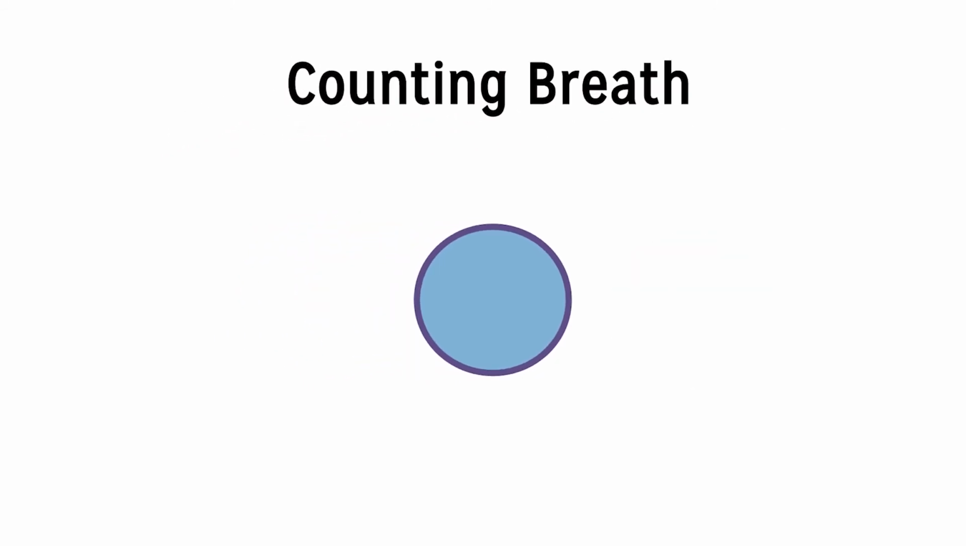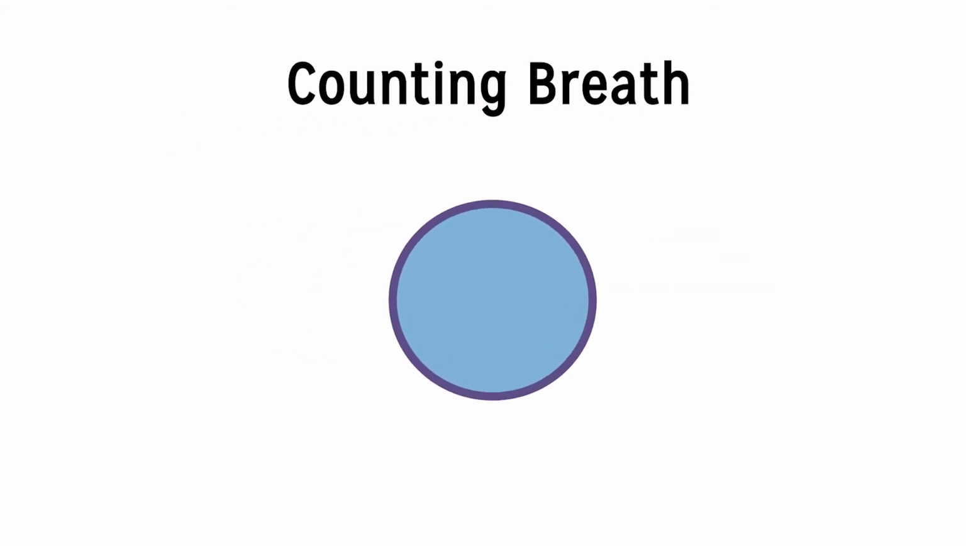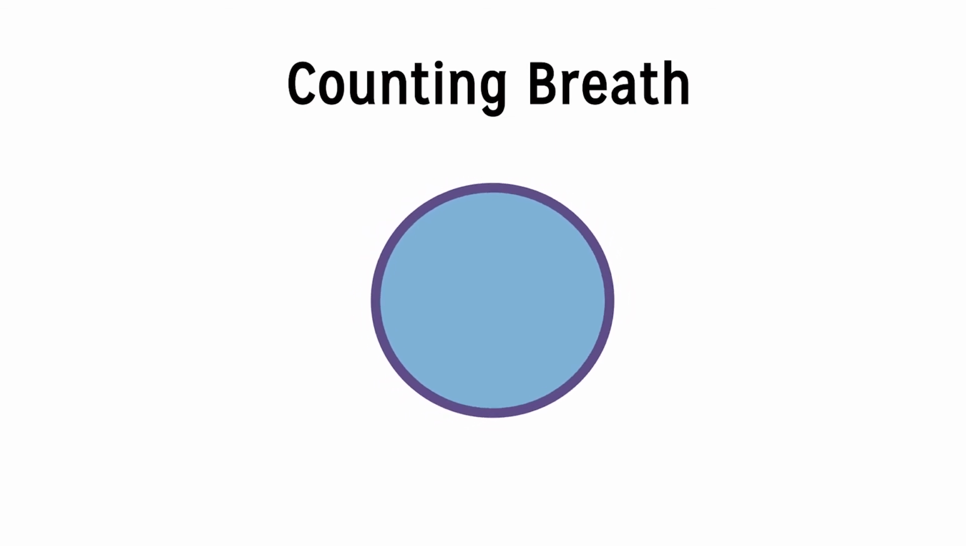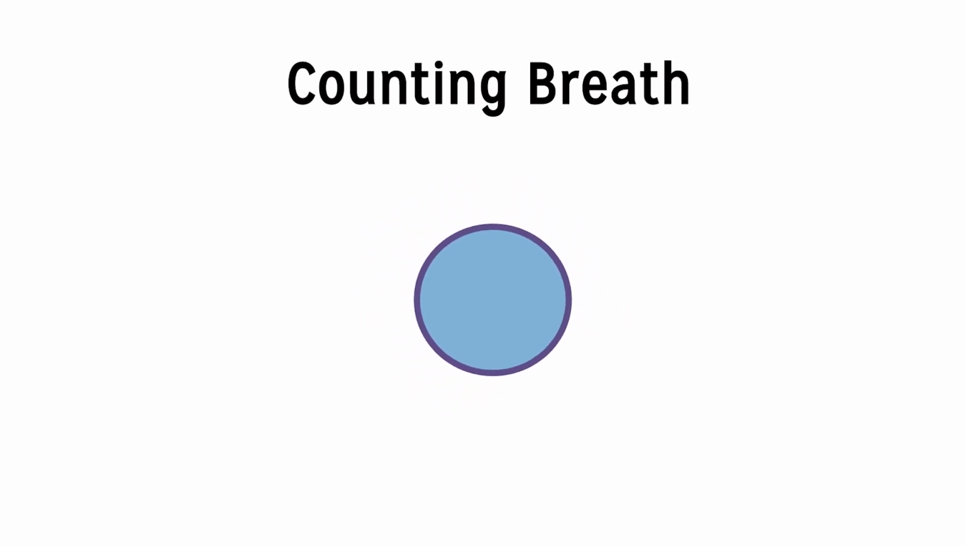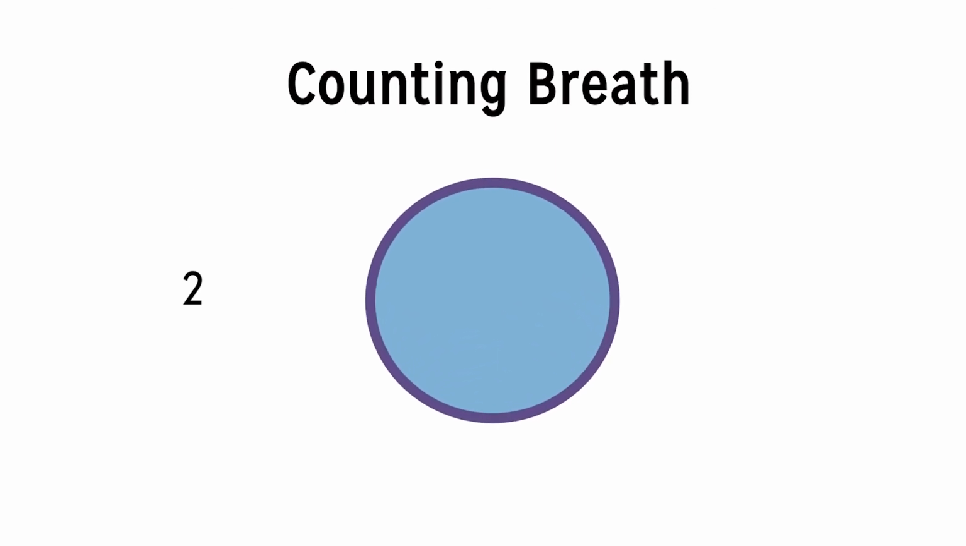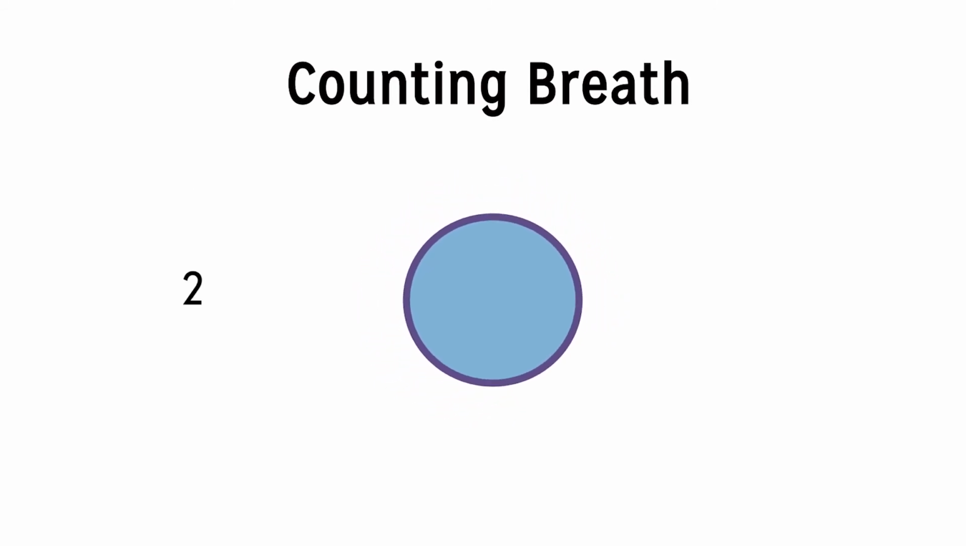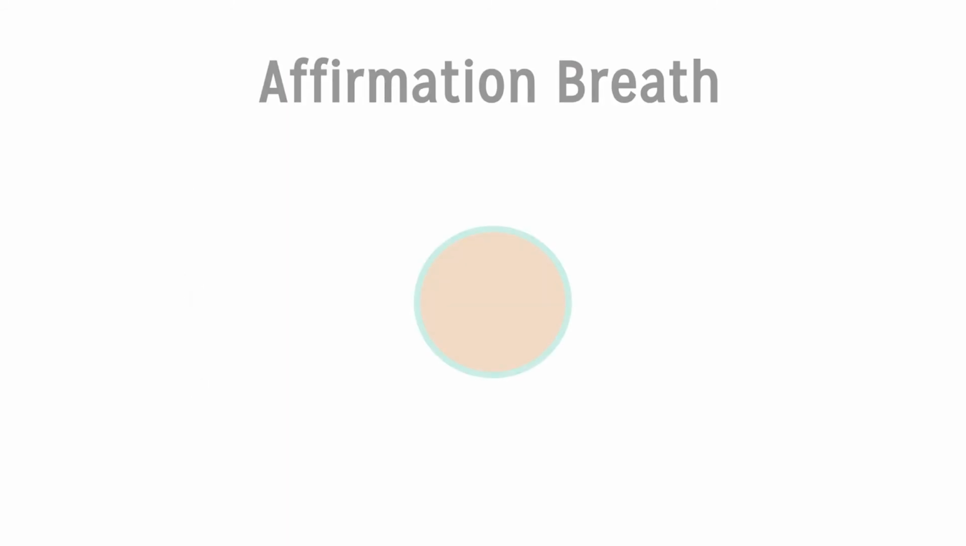With counting breath, you simply silently count to yourself on the inhale. Gently hold at the top of the inhalation and then count on the exhalation. I find that it is best to count slowly. So to give an example, breathing in, counting 1, 2, 3, then hold and release with the breath, counting 1, 2, 3.